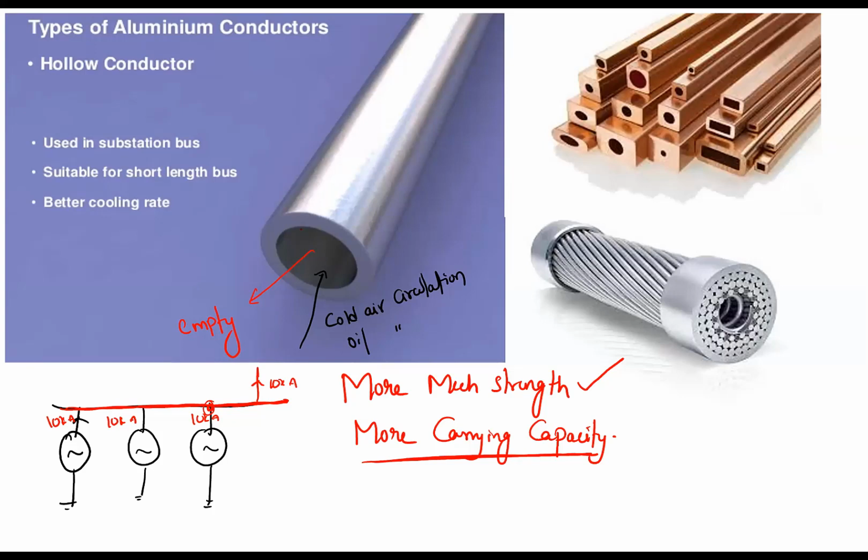So where is it used? It is used in the bus bars of substations and generating stations. Because we can circulate some cooling material through this hollow space, it has a better cooling mechanism, and since it is a solid conductor, it is only used for short length buses, because bus bar length will be confined to the generating station or substation. One more point I want to tell you is that, because of the hollow conductor, the size of the conductor is increasing.